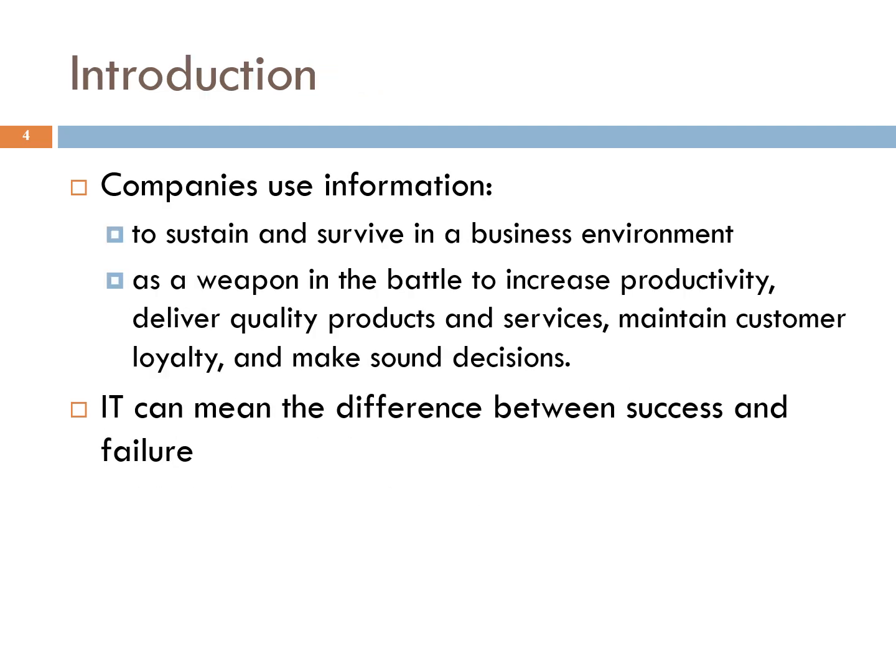Now we look at the introduction. Here it says companies use information to sustain and survive and to increase productivity. So information is very important for business organizations or any other organization to have a successful future. Here it says IT can mean the difference between success and failure. Meaning information system and information technology can bring success, but if not used properly, it can give failure to the company.